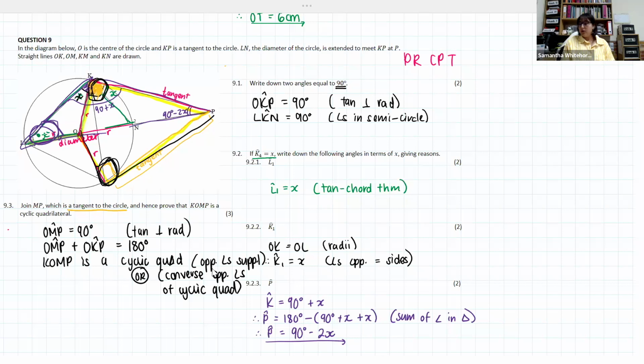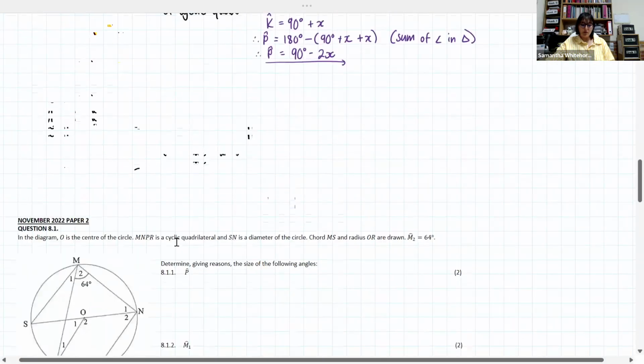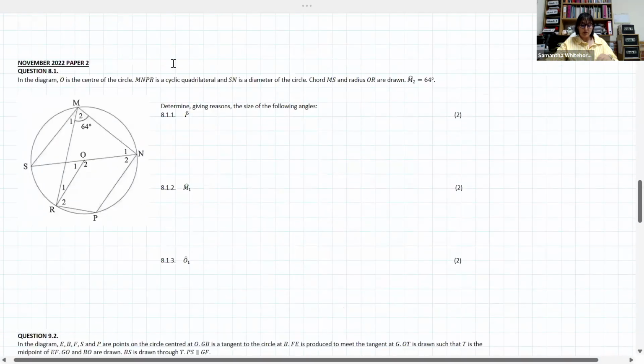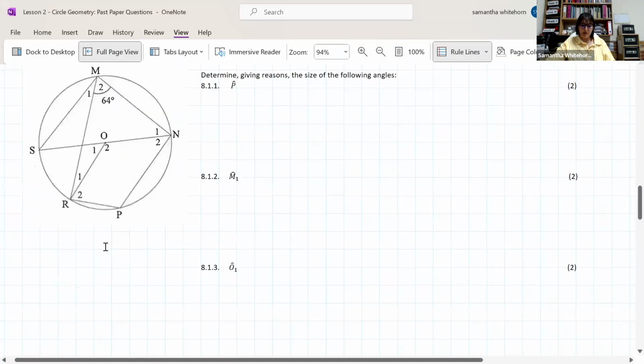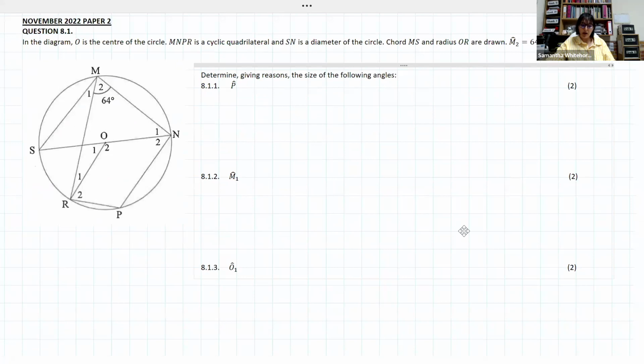Okay, so we've got 6 minutes, which is something else short. For those last 6 minutes, you are going to have a look at this first question, 8.1. And you're going to find for me these 3 angles, P, M1, and O1. We'll see if we can do the answers. Let's see what we get. If not, I will give the answers at the beginning of our lesson on Monday, so don't stress.